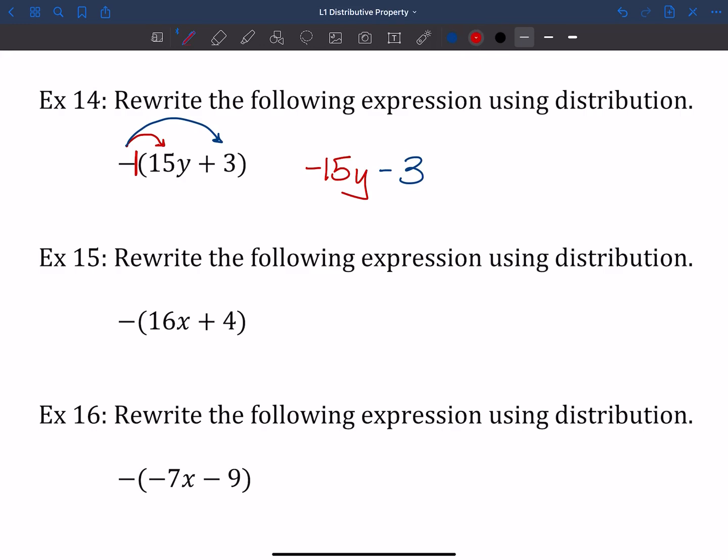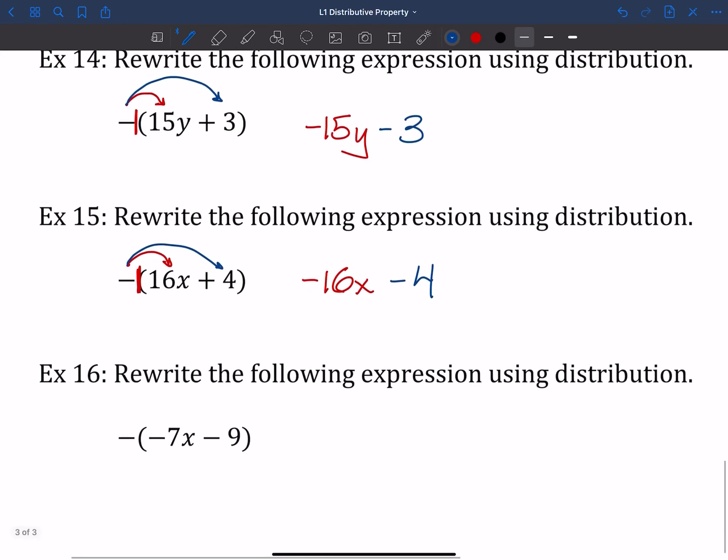So again, I'll do this one the same way as I did the first one, and then the last one we'll try with that little shortcut. So if I have -1 times 16x, that's going to be -16x. Just flip it. If I have -1 times +4, all of a sudden that's -4.